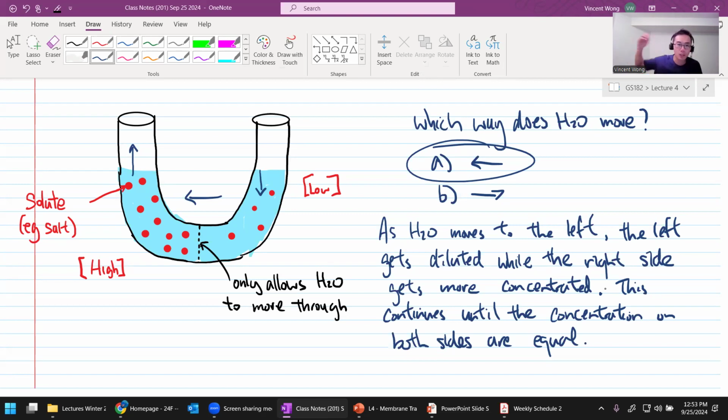So as the liquid goes to the left side, the water level on the left is going to go up, the water level on the right is going to drop, and eventually the two sides will have the same concentration. So this is osmosis. Okay, the focus is the movement of water.